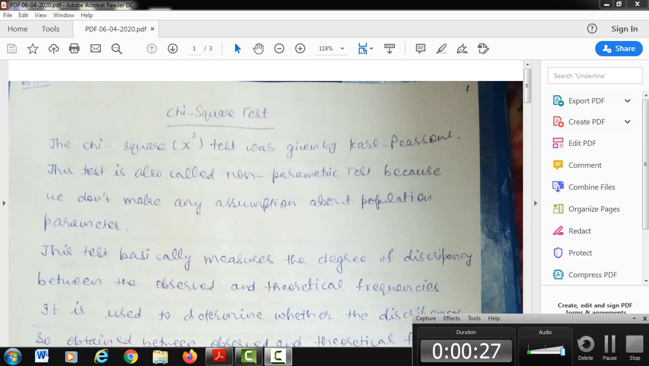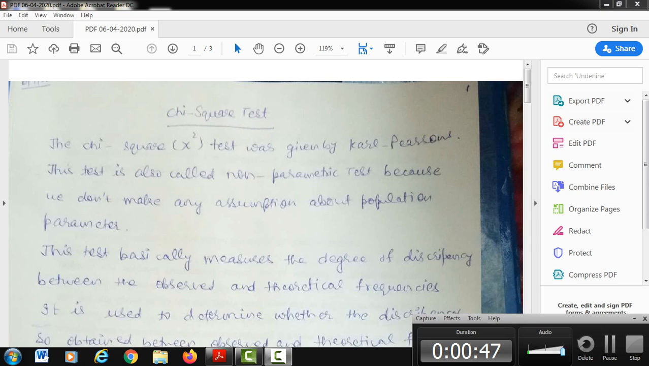Basically we have discussed three tests. The very first is the Z test, second the T test, and the third test is the F test. So what are these tests basically meant for? First of all, I will discuss with you, then I'll start with the chi-square test.